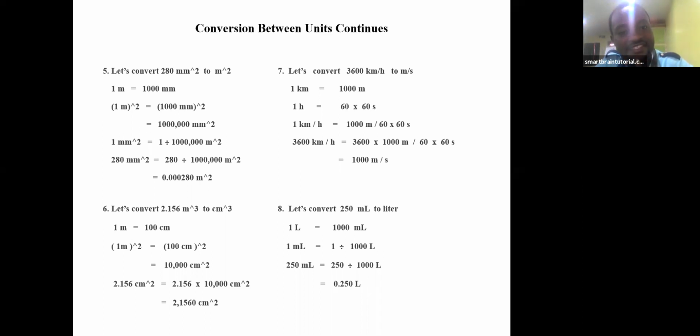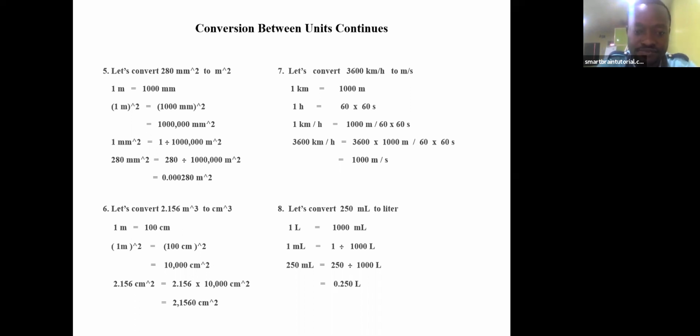But we are interested in getting millimeter in meter. So we now say 1 millimeter squared is going to be 1 divided by 1 million meter squared. Having gotten this, you can move ahead and introduce what you are looking for. 280 millimeters squared will now be equal to 280 divided by 1 million meter squared. We are now moving to meter.